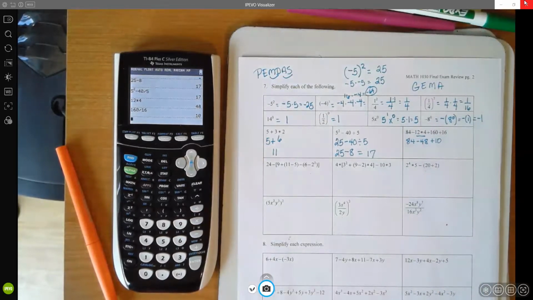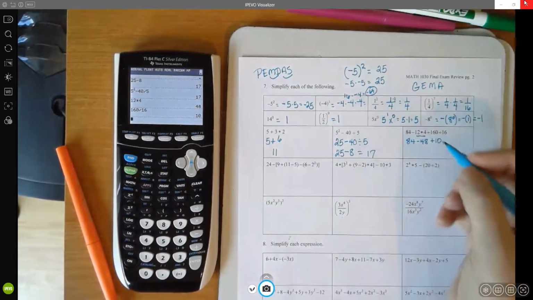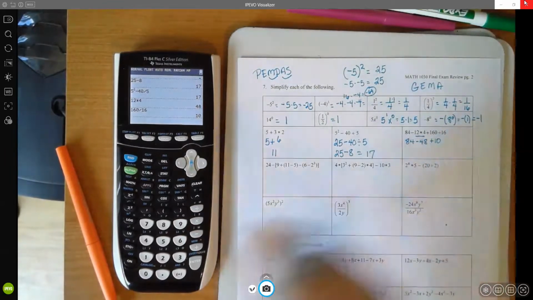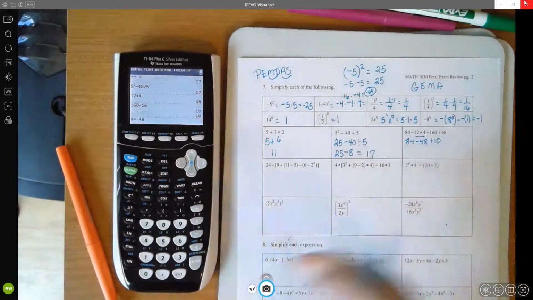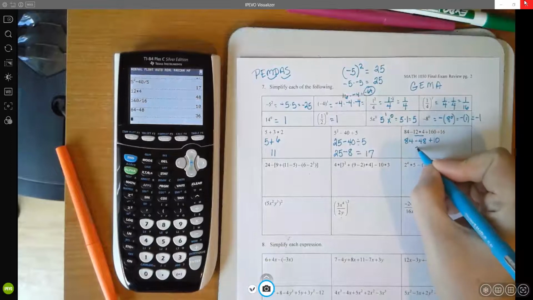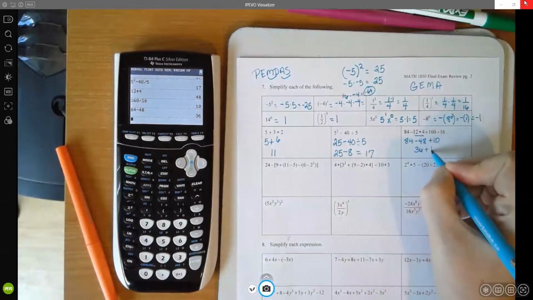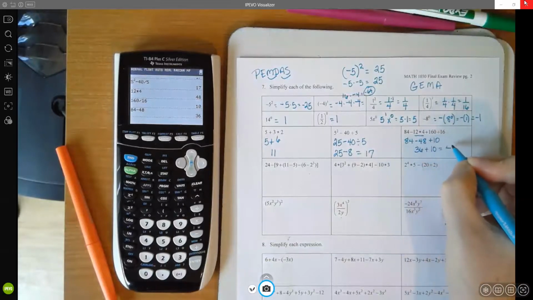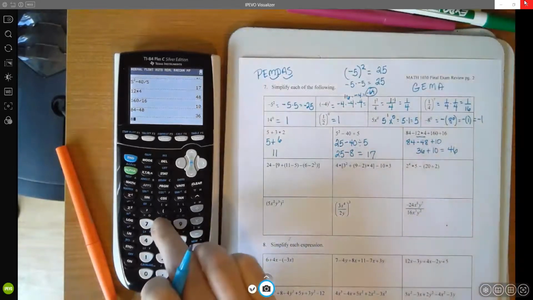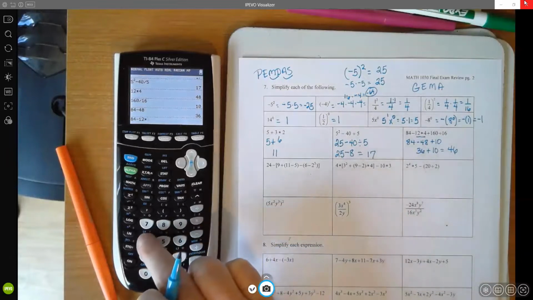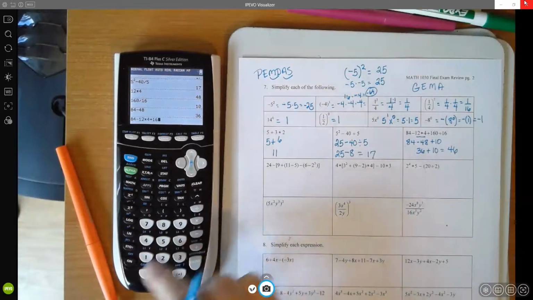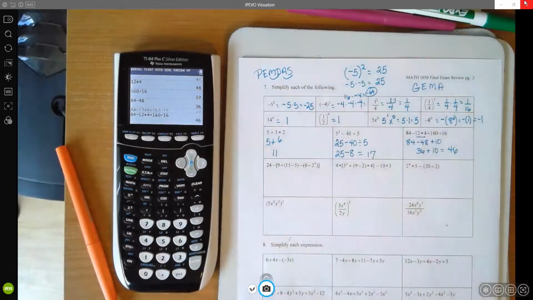And as I look at this from left to right, I would do my 84 minus 48 and get 36, plus 10, and that would be 46. 84 minus 12 times 4 plus 160 divided by 16, and double check that gives me 46.